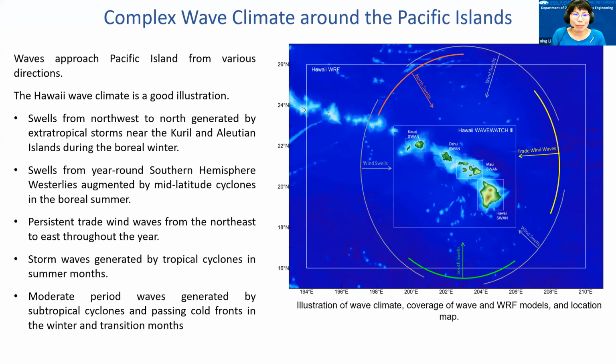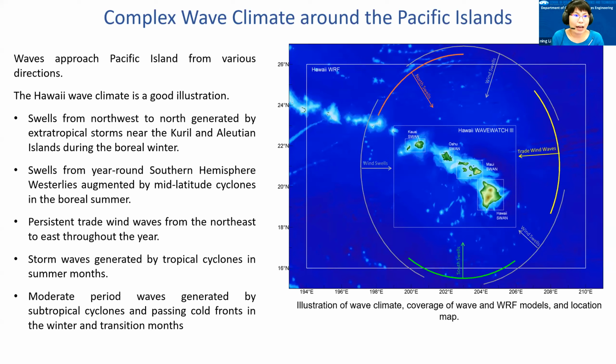Okay, so Pacific Islands in the middle of the ocean can receive waves from various directions, from local and distant sources. Hawaii is a good illustration. For example, we receive waves from northwest to north generated by extratropical storms in the North Pacific, usually near the Kurile and Aleutian Islands, usually happening in the winter time. And we also have south swells, which are generated from the southern hemisphere, usually stronger in the summertime. And we also have year-round trade winds, usually coming from the northeast to east.